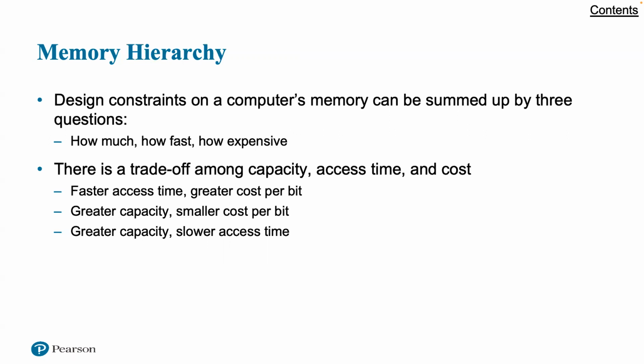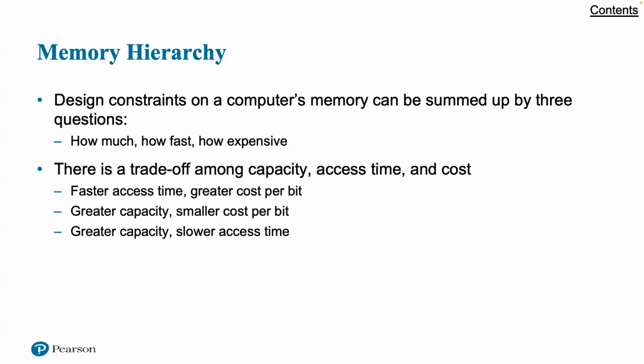The question of how much is somewhat open-ended. If the capacity is there, applications will likely be developed to use it. The question of how fast is, in a sense, easier to answer. To achieve greater performance, the memory must be able to keep up with the processor. That is, as the processor is executing instructions, we would not want it to have to pause waiting for instructions or operands. The final question must be considered for practical systems. The cost of the memory must be reasonable in relationship to the other components.